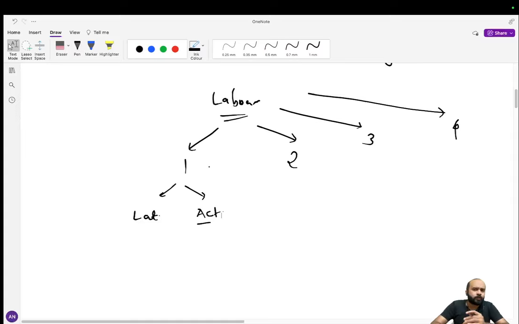Now, what is the first stage of labor? The first stage of labor is from the onset of pain till full dilatation of the cervix. That is full 10 centimeters dilatation of the cervix, or what you can also say is till the delivery of the head of the fetus. The second stage is going to be from the point of full dilatation to the delivery of the baby, or to the delivery of the head.